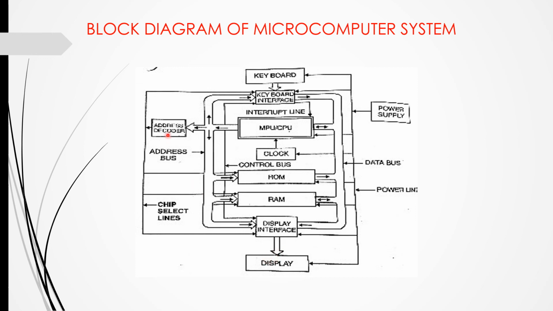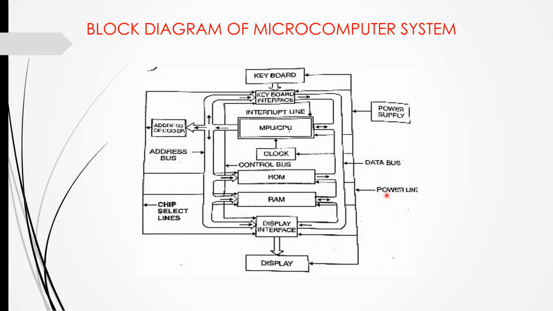Here you can see address decoder. It decodes the address and selects the proper chip. That means proper device. Now you can see here clock. Whole circuitry is synchronized with the clock. The speed of the system depends on the clock frequency. Here you can see power supply. Power supply is necessary to operate the circuit.